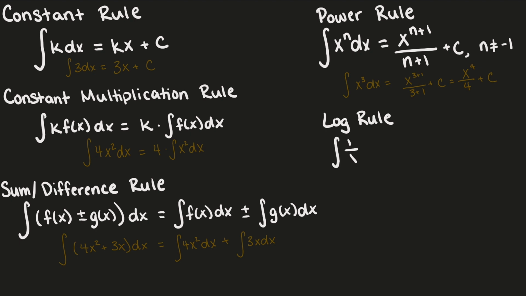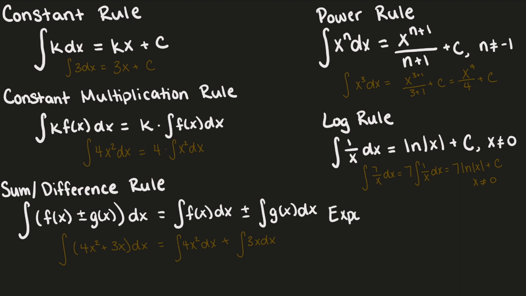So our log rule says the integral of 1 over x dx is equal to the natural log of the absolute value of x plus c, and x cannot equal 0. Say we have the integral of 7 over x dx. Then we can consider our constant multiplication rule. This would be 7 times the integral of 1 over x dx, which is equal to 7 ln absolute value of x plus c, and x cannot equal 0.